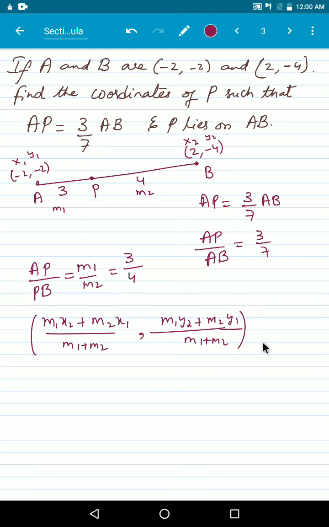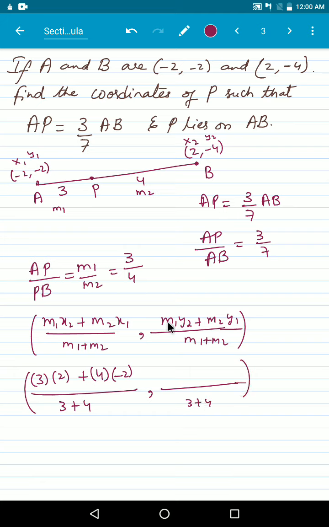Okay, let us substitute the values. m1 is 3, so this is 3 multiplied by x2, x2 is 2, plus m2 4 times x1 -2, divided by m1 plus m2, 3 plus 4. Here also it will be 3 plus 4. m1 3 multiplied by y2 -4 plus m2 4 multiplied by y1 -2.